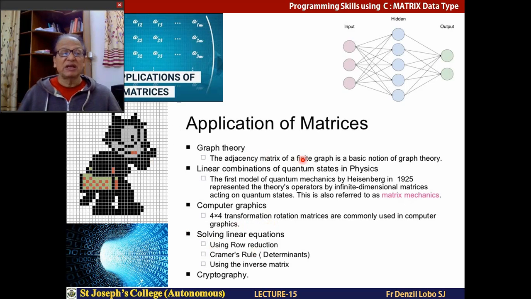These days we are talking about deep learning and machine learning, image processing, etc. In all these applications, neural networks, matrices are used extensively. Therefore, understanding matrices, how to declare them, and how to use them in various applications is very important. And we shall go through these topics.